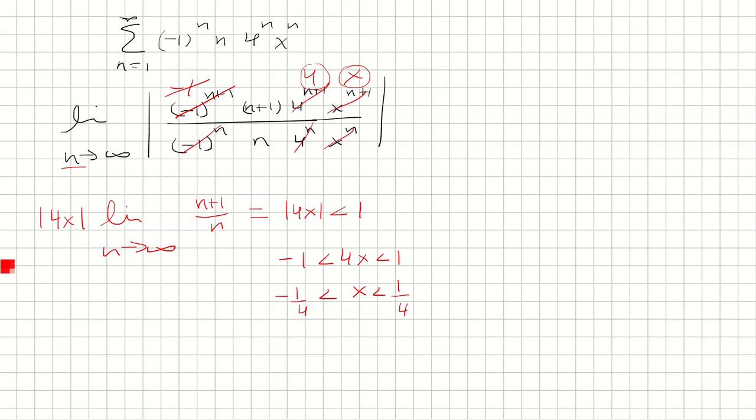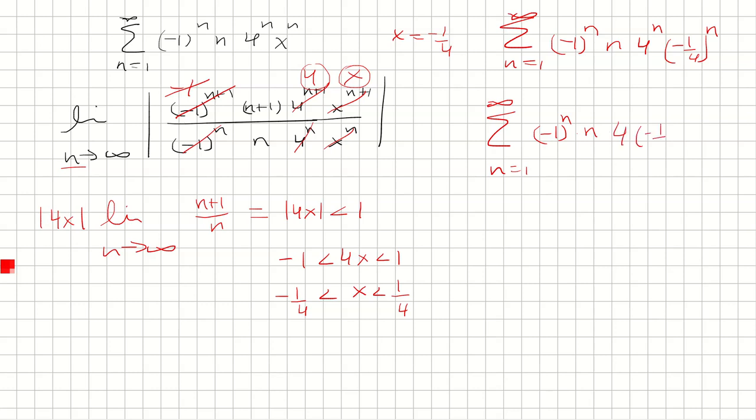So we want to test first x equals negative 1/4. We'll plug it into the equation and do some simplifying here. We have (-1)^n times n, and then because they have the same exponent, we can bring it inside. So we'll do 4 times negative 1/4, all of that to the nth power. So we have (-1)^n times n, and then 4 times negative 1/4 is negative 1, to the nth.